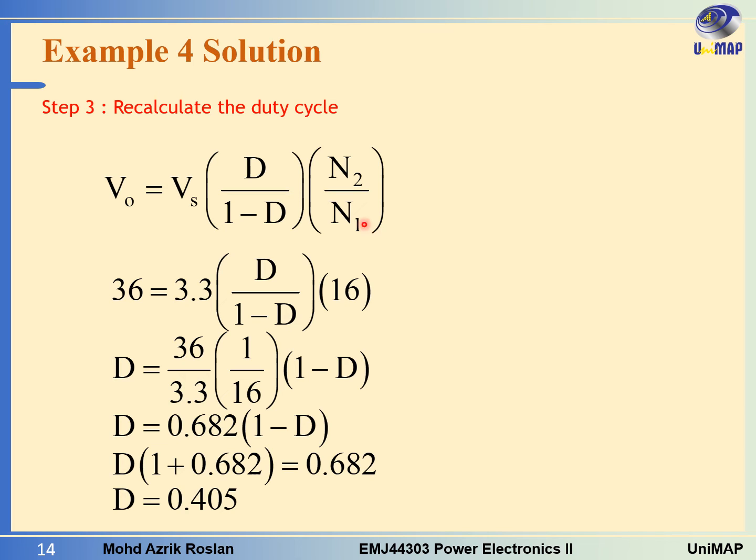So now we have to recalculate the duty cycle, because now we already changed this value, so we will find the new duty cycle that will give the answer 1 over 16 for this one. Okay, and then when you solve this equation and find the d, you will get the value of d is equal to 0.405.